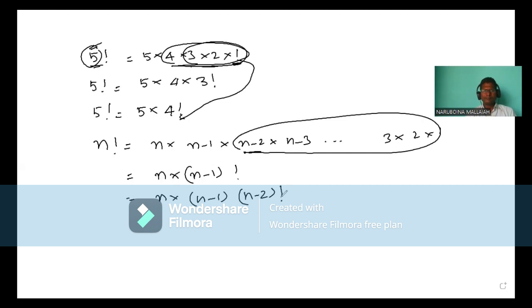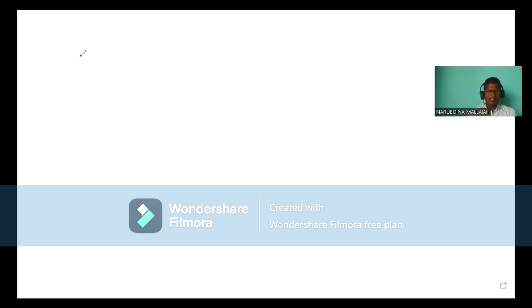Next, one more thing: nCr. The nCr value is calculated as factorial n divided by the difference of n and r, that is (n minus r) factorial, and r factorial. This is the formula to calculate the coefficient nCr.